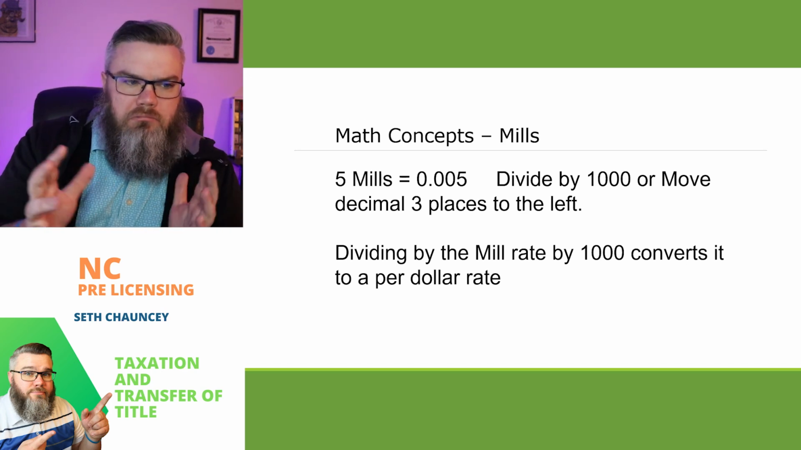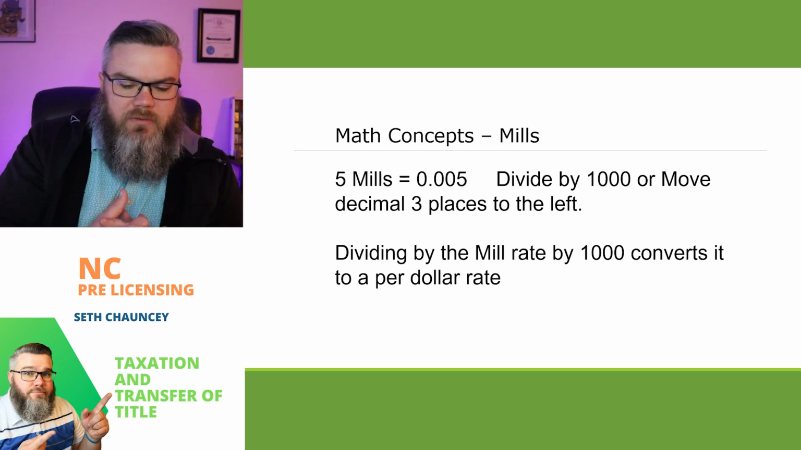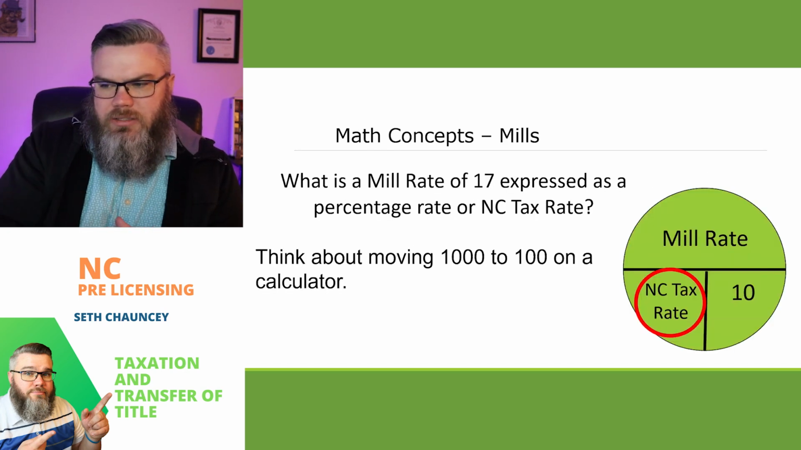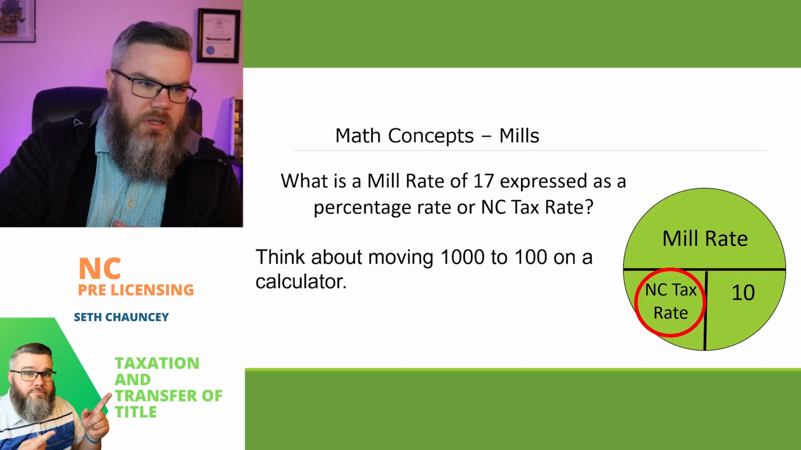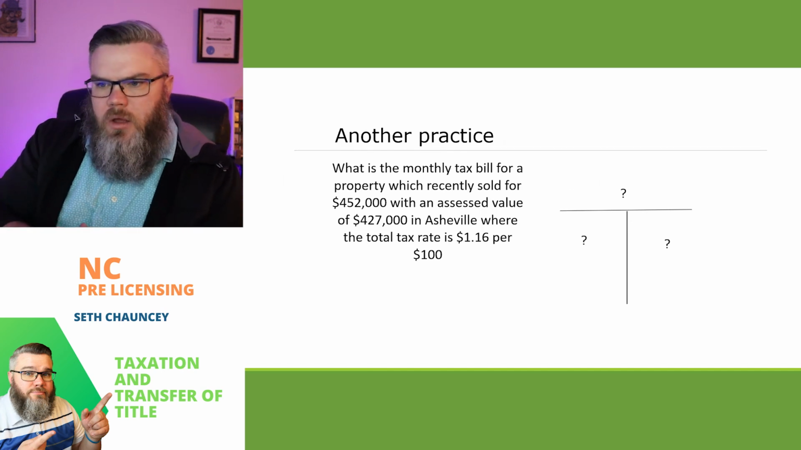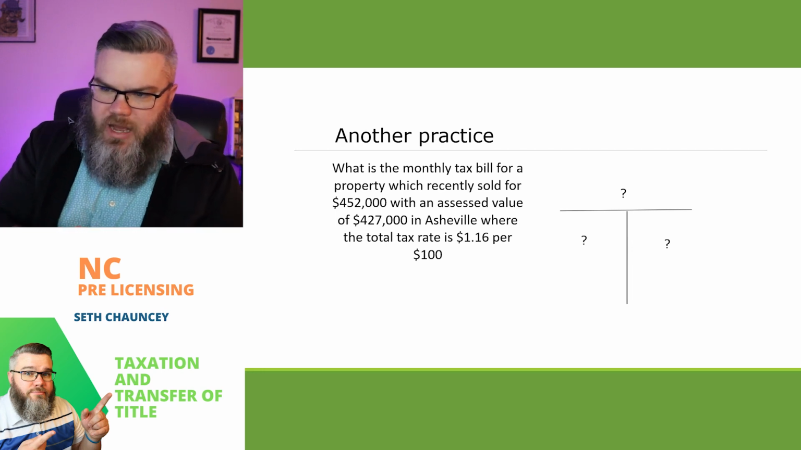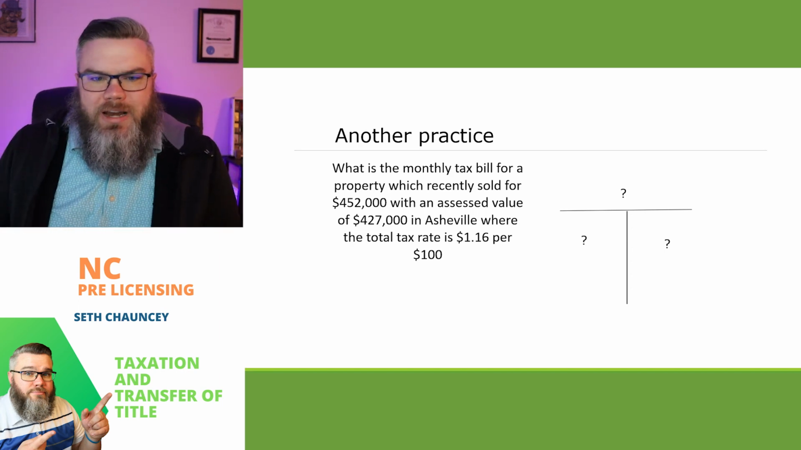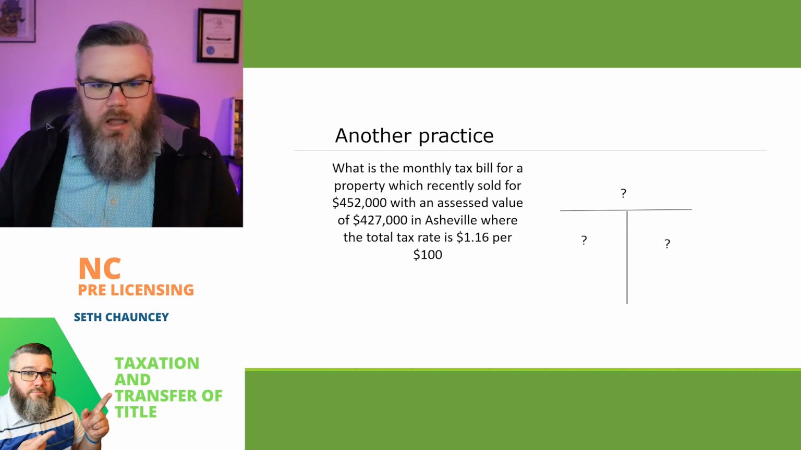But let me give you some examples on this. And I don't really like showing you the T-bar because, yeah, this works, but it's just better to understand exactly what you're doing as I just said it. So let's take a look at a practice here. What is the monthly tax bill for a property which recently sold for $452,000 with an assessed value of $427,000 in Asheville, where the total tax rate is $1.16 per 100? Now, folks, before we do anything, I want you to analyze this question and tell me a couple things.